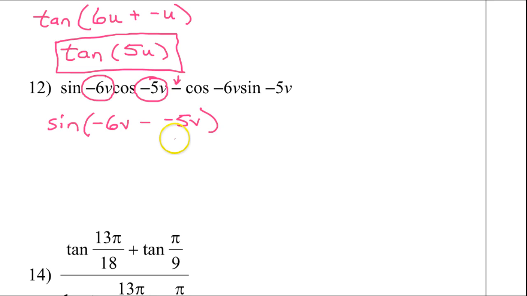Alright, now this is interesting because I have minus a negative. And actually when you subtract a negative, it's the same as addition. So this would be the same thing as sine of negative 6v plus 5v. That's the same exact thing. And negative 6 plus 5 is negative 1. So the simplified version of this would be sine of negative v.